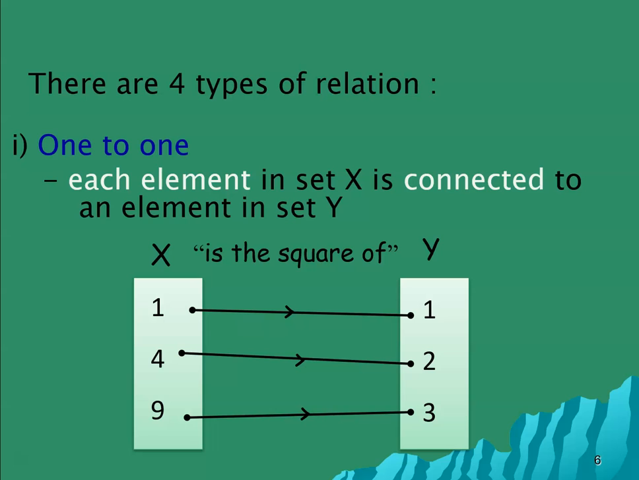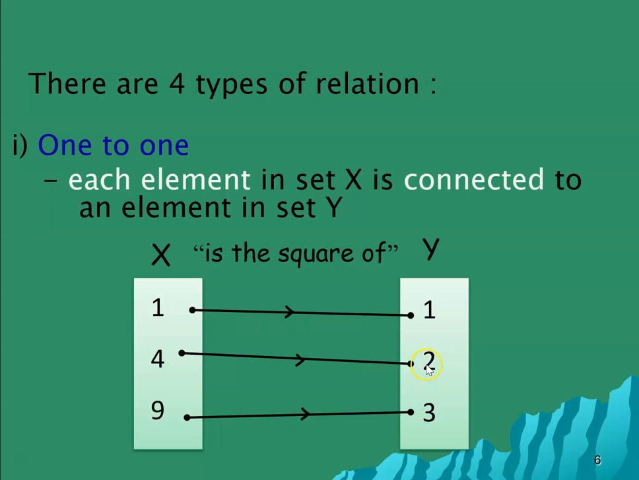So there are 4 types of relation. Ada 4 jenis hubungan. The first one will be one to one, satu kepada 1. What it means by 1 to 1 is that each element in set X is connected to an element in set Y. Maksud dia dekat sini, satu elemen dekat set X on this side akan dihubungkan atau dipasangkan dengan satu elemen di sebelah sini. So that's why they call 1 to 1, 1 kepada 1. For example, this one: X is the square of Y. Okay, 1 is the square of 1.